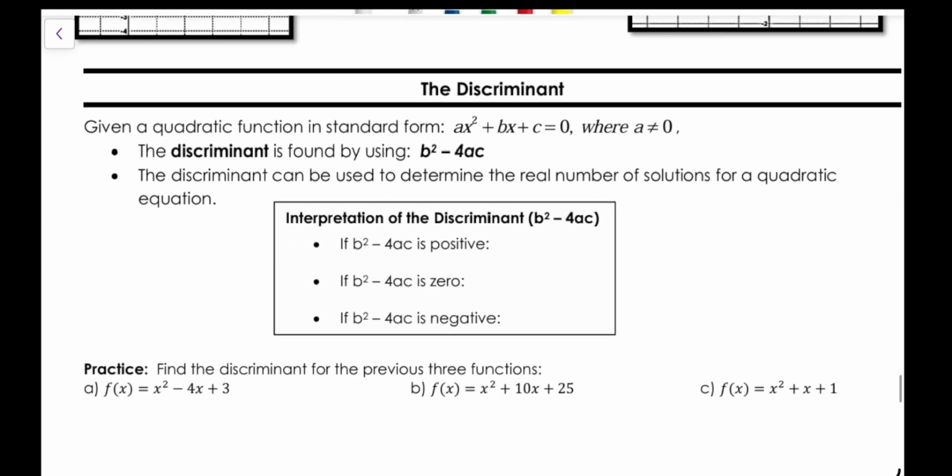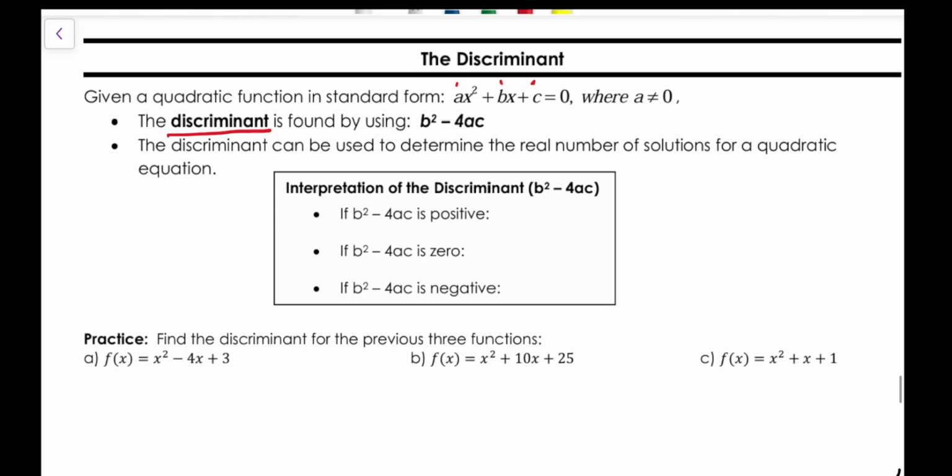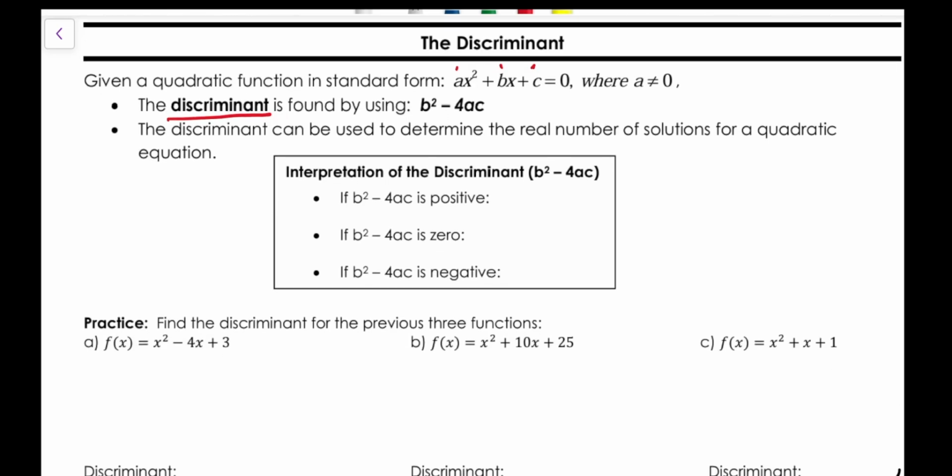This formula, b squared minus 4ac, is called the discriminant. It helps you to find out how many zeros an equation has. Again, a, b, c come from the equation. And here's the interpretation. If you have positive coming out of that, then you have two solutions. If it comes out 0, you only have one solution. And if it's negative, you have two imaginary solutions.